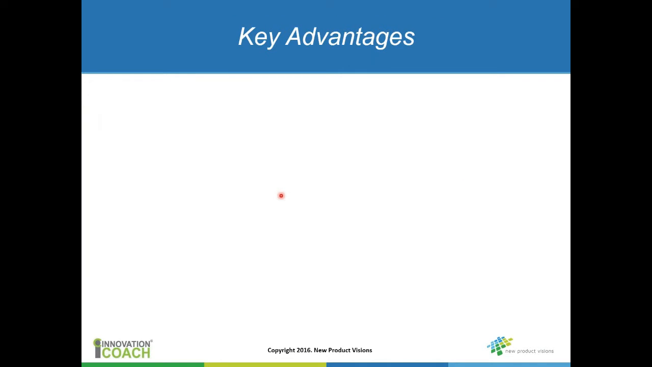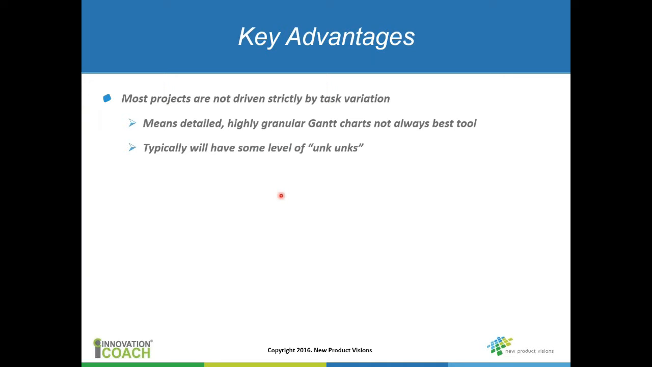I think there are some really key advantages. First of all, as I mentioned before, most projects in my experience are not strictly driven by task variation. That means detailed, highly granular Gantt charts are not always the best tool. We tend to focus on them because it's an easy, common tool, but it's not always the best tool because you will always have some level of unknown unknown. So other than for the simplest projects, Gantt charts are not going to be your main tool. I think this Lean tool is better.